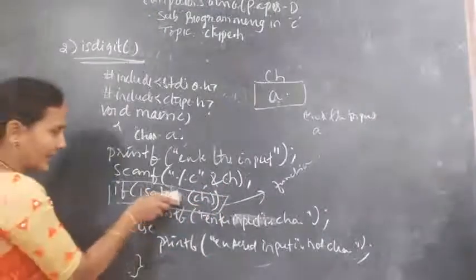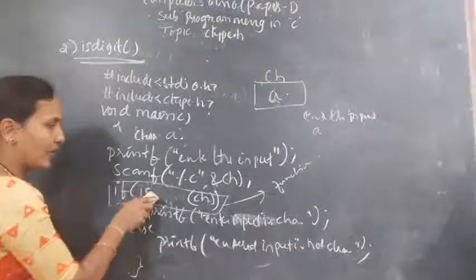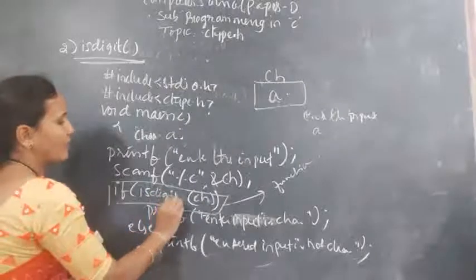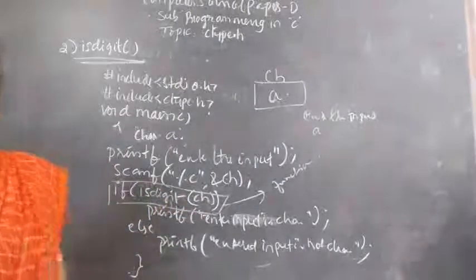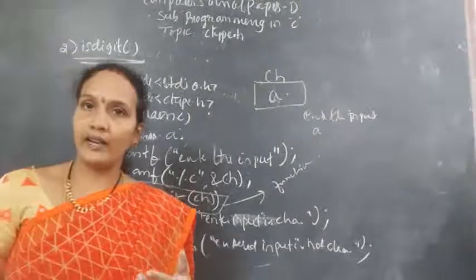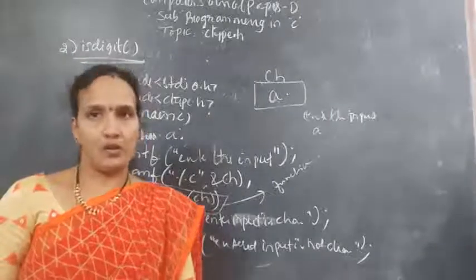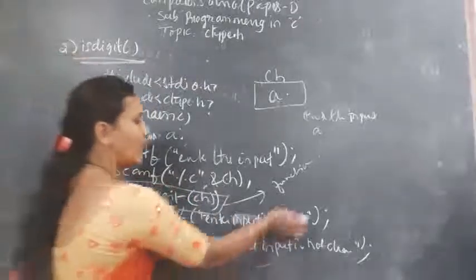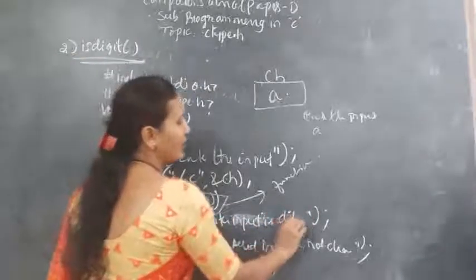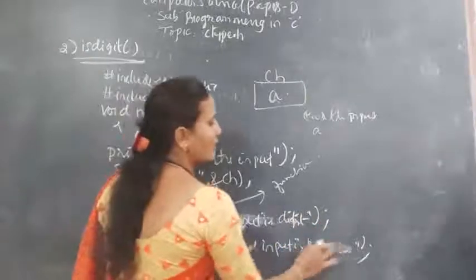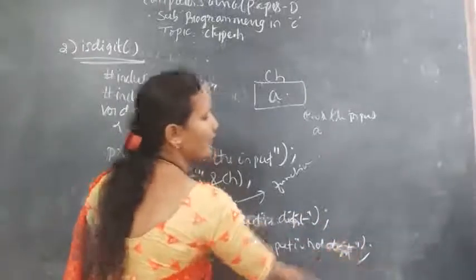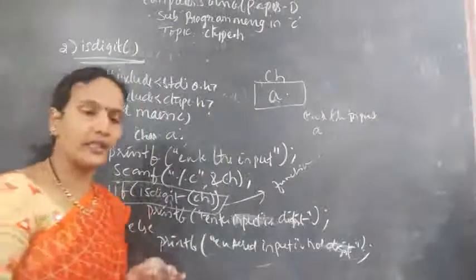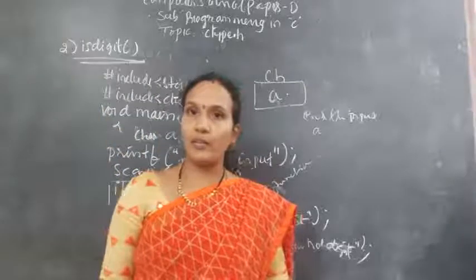So here it is a testing, and this is common for all the functions. So what is the use of isdigit? This function is used to check whether the given value is a number or not. If it is a number, it will say the given input is a digit. Else, the given input is not a digit. That's it. Isdigit means whether the given input is a number or not.